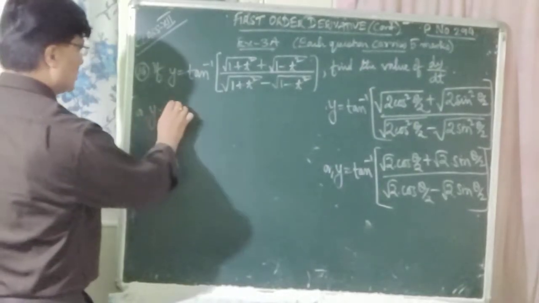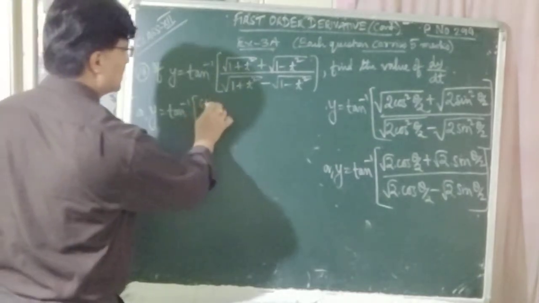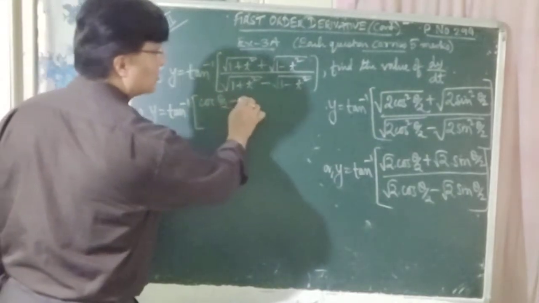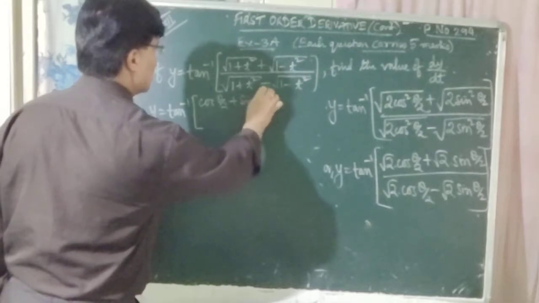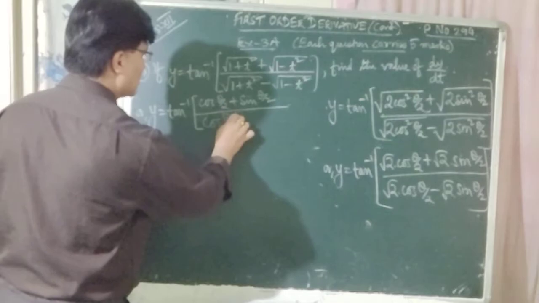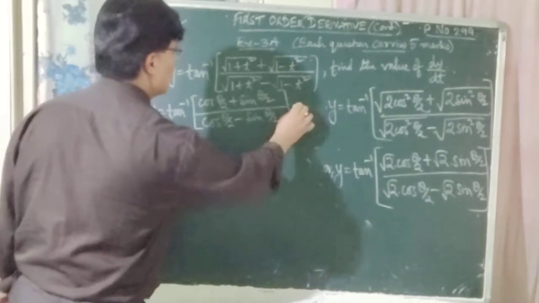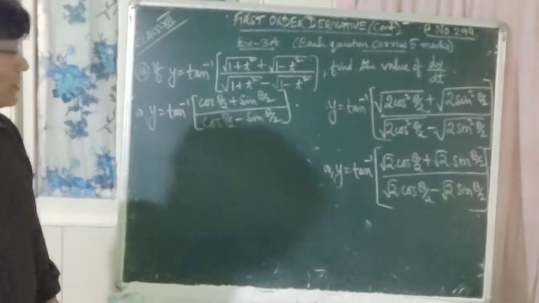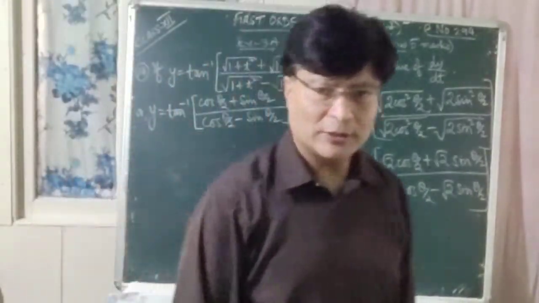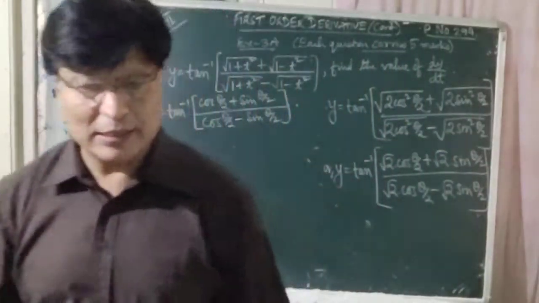Or y is equal to tan inverse, within third bracket, you can write cos theta by 2 plus sine theta by 2 divided by cos theta by 2 minus sine theta by 2. So I think you have understood it. Okay. So now how can we simplify it again? Again you have to simplify it.